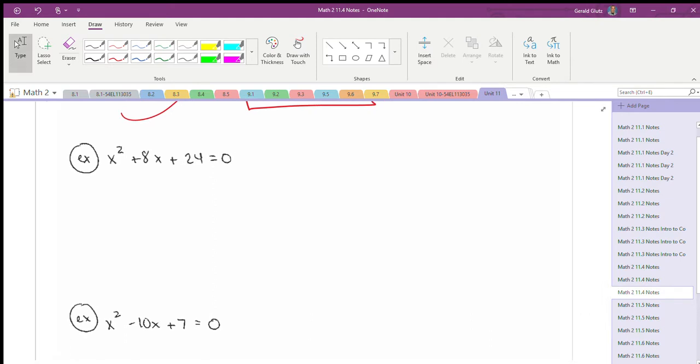All right, so next example. So I know this is kind of crazy. I'll do this by completing the square.